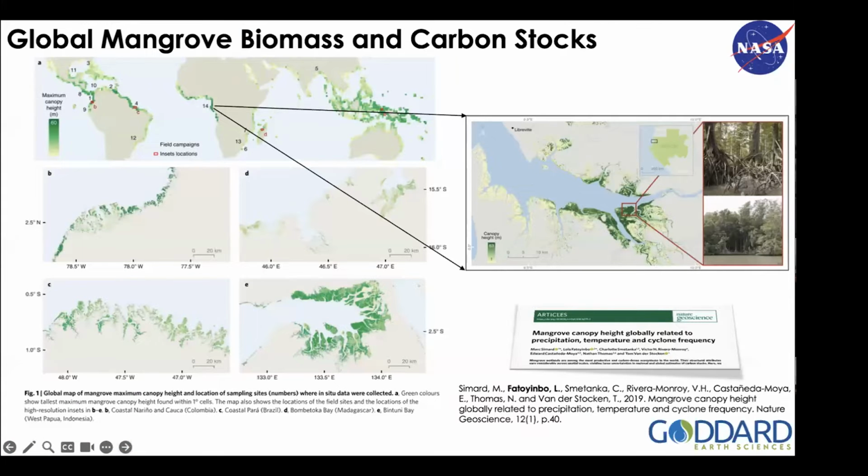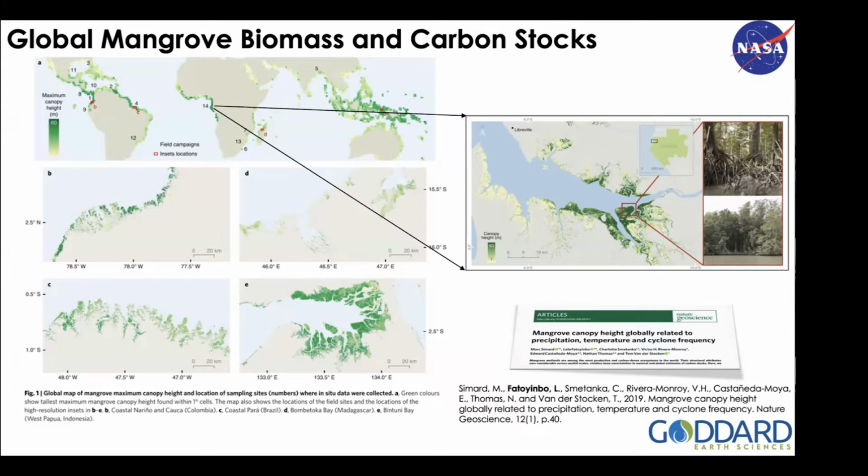So the first product that I wanted to share and highlight here is a global map of mangrove biomass and carbon stocks that we have been working on. We now have 2 timescales of this map. The first one was published in 2019. This was based on 2000 data, highlighting essentially the distribution of canopy height of mangroves. And so this is based on different satellite data sets.